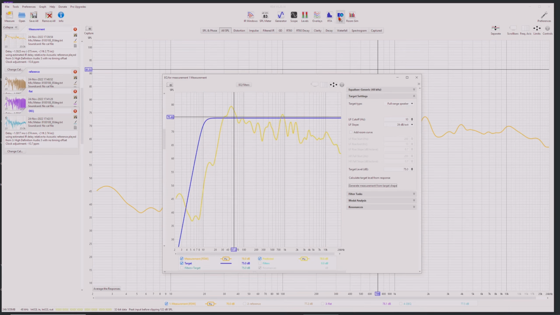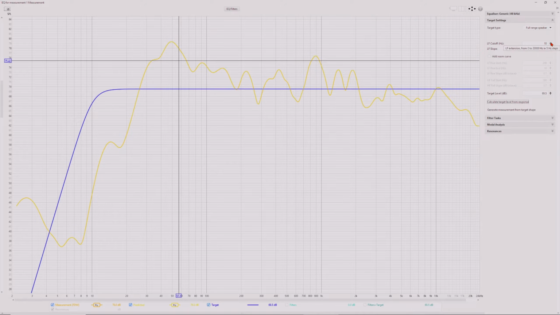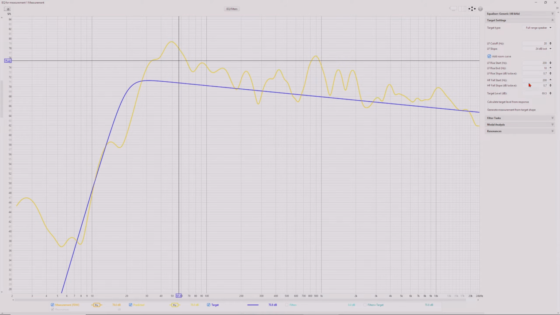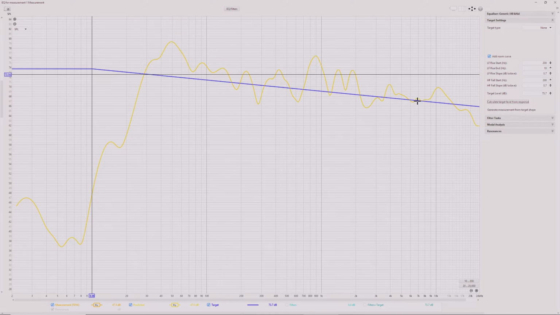Ideally, we go to EQ. Calculate target level from response. Low frequency cutoff is somewhere like here. Looks like it. This would be the ideal flat frequency response, but because of the way we perceive frequencies, it needs to be bent by a certain slope. It's a fixed slope all the way from 20,000 to, it can only go to 10 Hertz here. So this is the ideal response, and this is the actual response of my speaker.